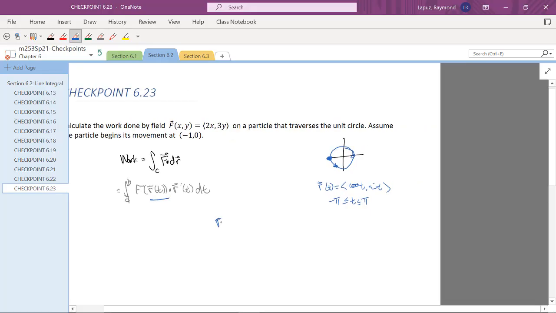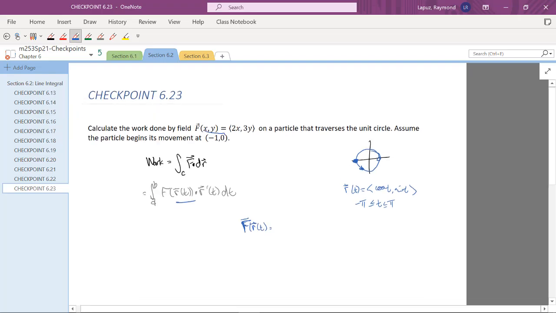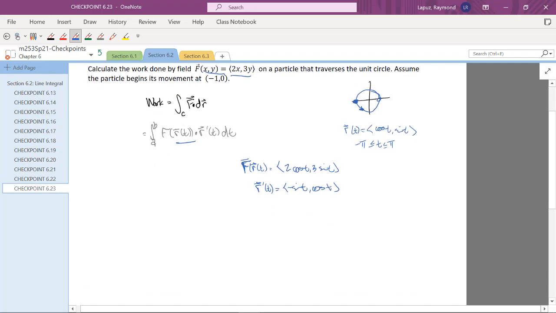We'll figure out what F of r of t is. And F is equal to <2x, 3y>. So that's 2 times x, which is cosine t, and 3 times y, which is sine t. And that's it. And r prime is the derivative. r prime of t is equal to the derivative of cosine, which is negative sine, and the derivative of sine, which is positive cosine. And there we have it. We should be ready to put it together.